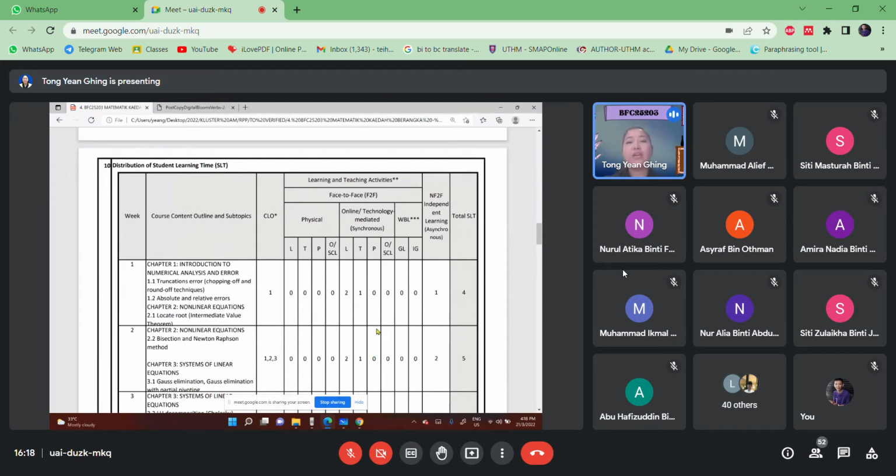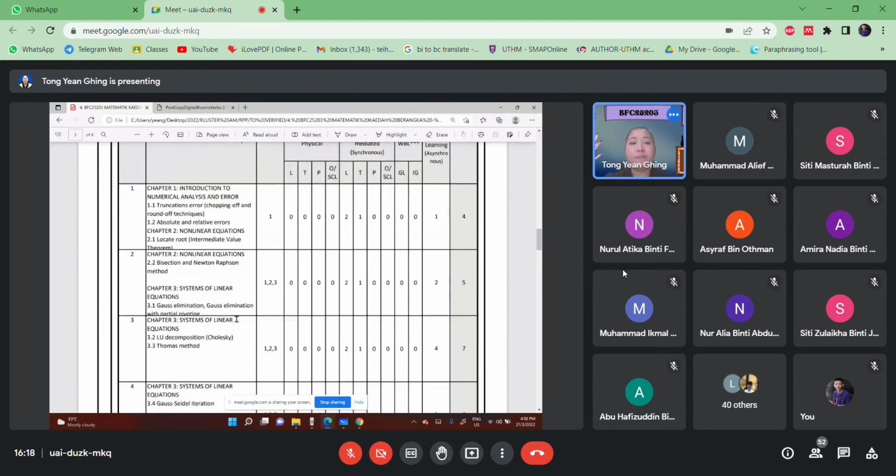So in here, you will have to know what is truncation error, chopping off and round off. And I guess that this one is a very short chapter 1. And then we directly go to chapter 2. So later we go straight into non-linear equations today. Chapter 2, the first one is locate the root using the intermediate value theorem. And then next week, we will continue with bisection and Newton-Raphson methods.